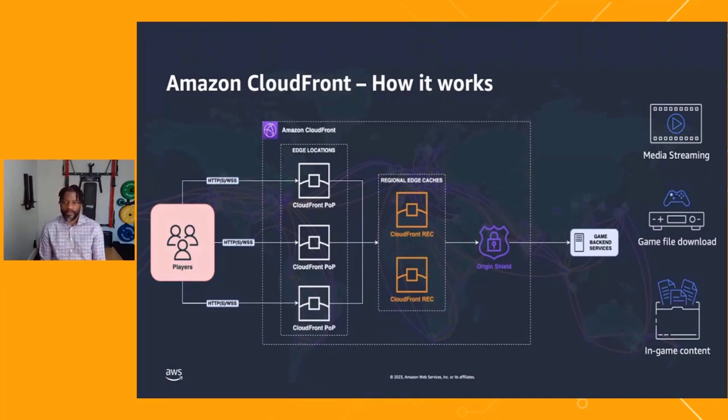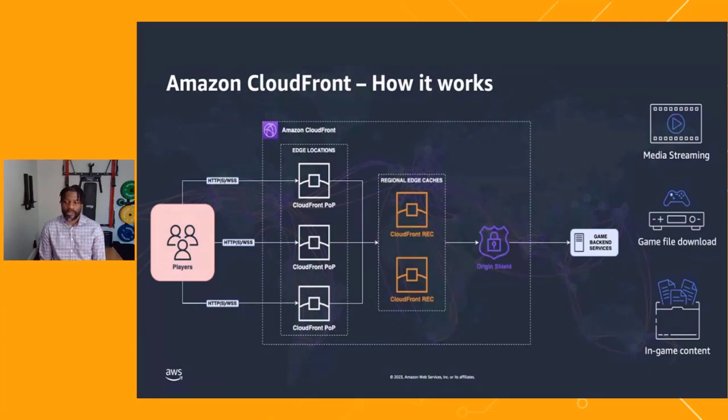The first layer, as we discussed, is comprised of a network of over 450 points of presence distributed across the globe. These serve to cache content closer to end users, and they also provide the compute for CloudFront functions. Now, we did touch briefly on serverless edge compute, and these functions can help you to actually execute code closer to your end users. Now, behind these edge locations are a network of regional edge caches.